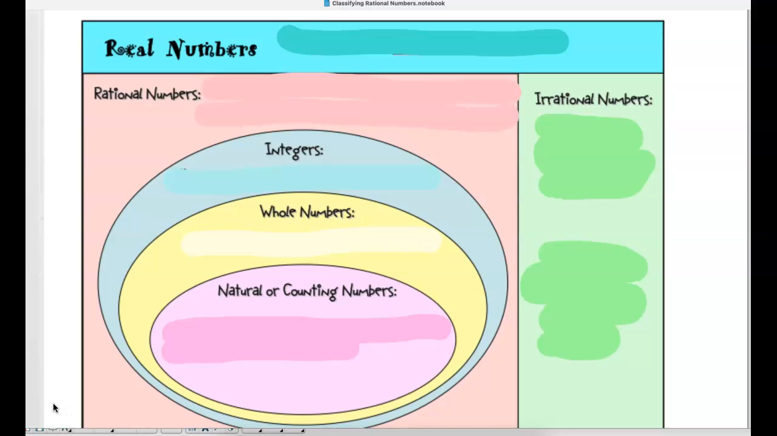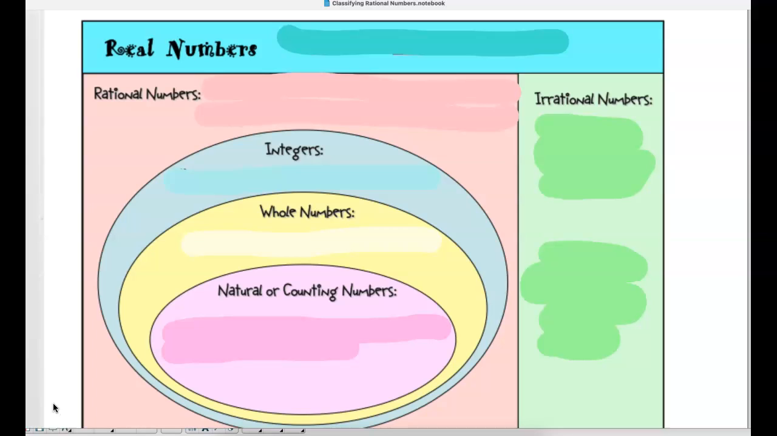About today is classifying the real number system. Okay? Now, many of you probably didn't know that there's numbers that are real and numbers that are not real. So in math, we have numbers that are called real numbers, and we also have numbers that are called imaginary numbers. We're not dealing with imaginary numbers. In 7th grade, we only work in the real number system. We only talk about real numbers, okay?